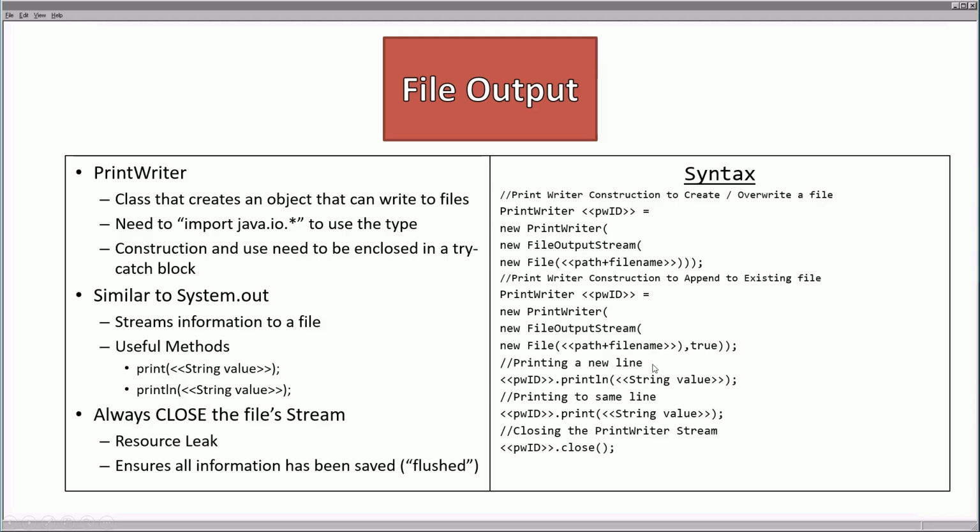Printing to a new line is just like system.out, but we just use the print writer's ID followed by printLine, and similarly, if we're printing to the same line, we use the method print. Now finally, once we're done with all of the operations on the file, this will close the print writer, thus closing the stream.